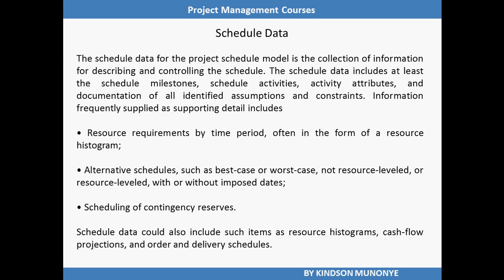Information frequently supplied as supporting detail includes the following: resource requirements by time period, often in the form of resource histogram, alternative schedules such as best case or worst case, not resource leveled or resource leveled, with or without imposed dates, scheduling of contingency reserves. Schedule data could also include such items as resource histograms, cash flow projections, and order and delivery schedule.